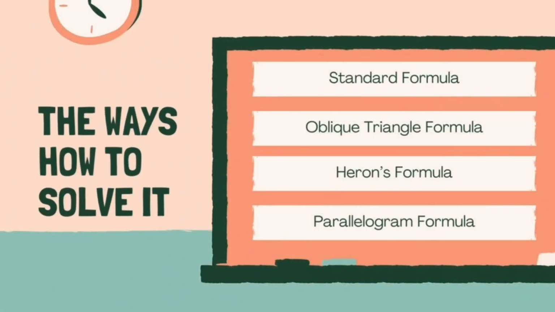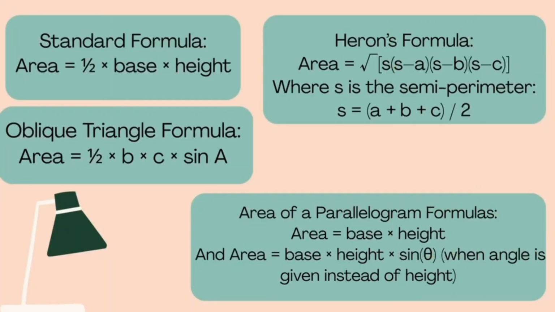First, the standard formula. When base and height are known, area equals 1/2 times base times height. Second, the oblique triangle formula. When two sides and the included angle are known, area equals 1/2 times b times c times sin A. Third, Heron's formula. When all sides are known, area equals the square root of s times (s minus a) times (s minus b) times (s minus c), where s is the semi-perimeter, s equals (a plus b plus c) over 2.